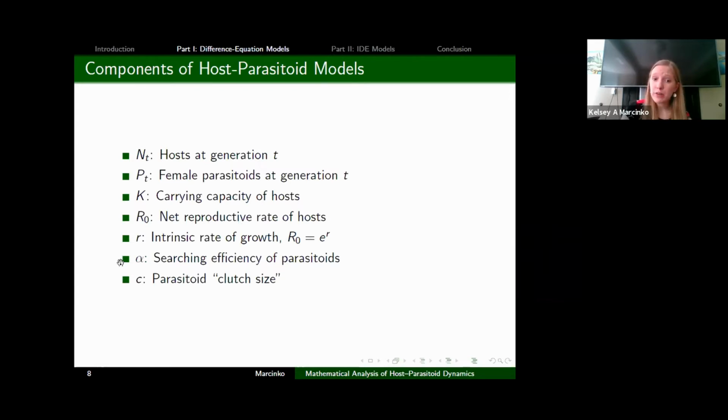Alpha is the searching efficiency of the parasitoids, and C is the parasitoid clutch size, the average number of eggs that are laid that then hatch and become adult, successful reproductive adult parasitoids.